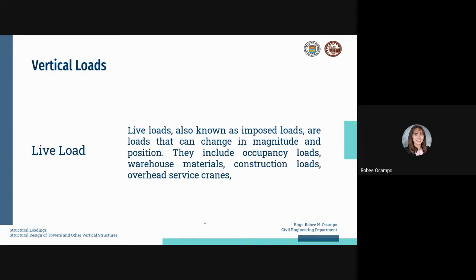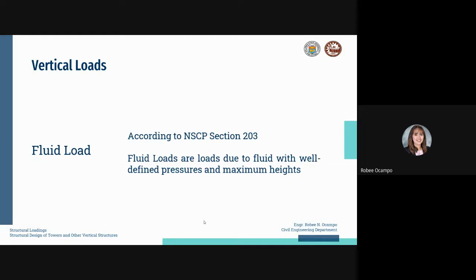Okay? So of course, live loads include occupancy loads, no? Materials, warehouse materials, so yung mga iniimbak or yung mga in-store na materials. Also, the construction loads, so any loadings experienced or loaded during the construction phase are considered to be also live loads. And other particular examples like overhead service cranes, no? So anything that is considered to be temporary to the life of the structure is considered to be a live load. Okay? So meron din tayong tinatawag na fluid load.